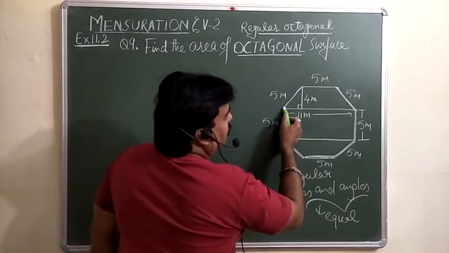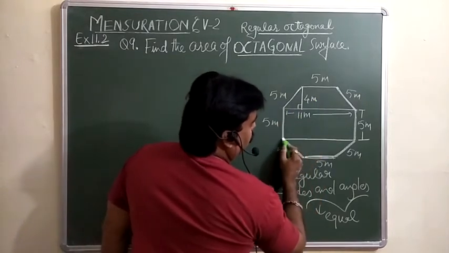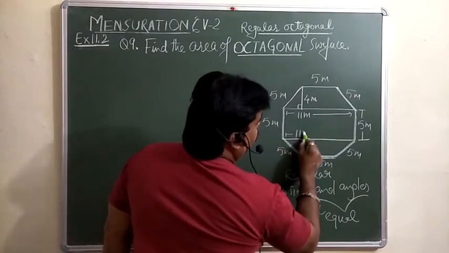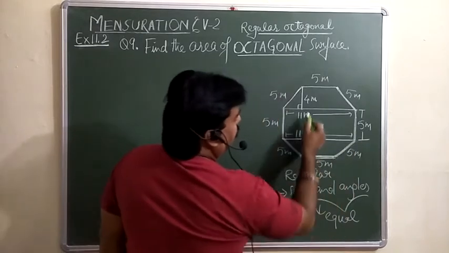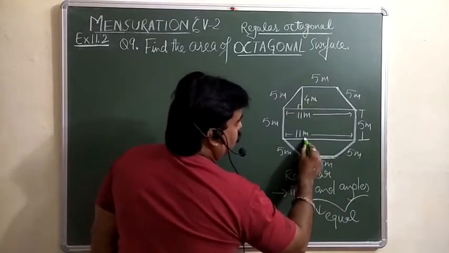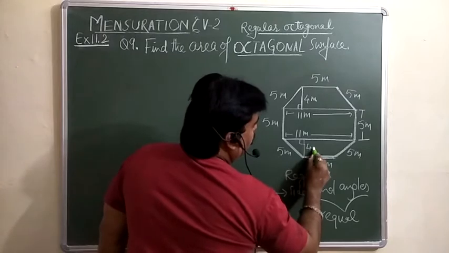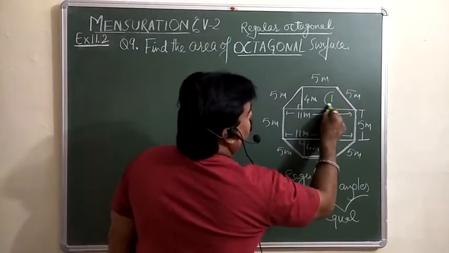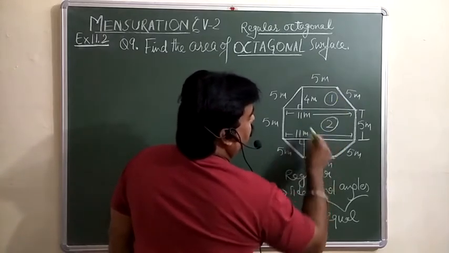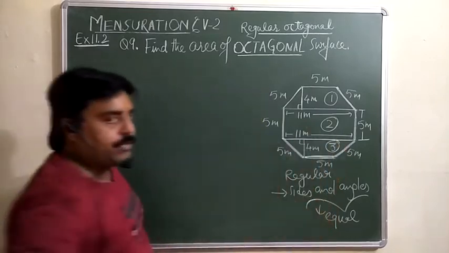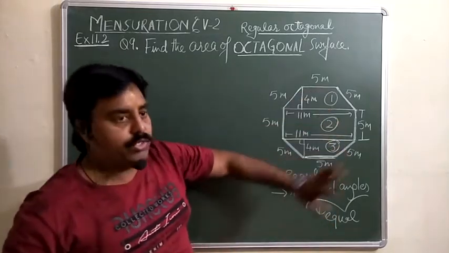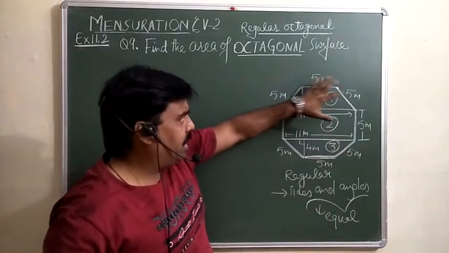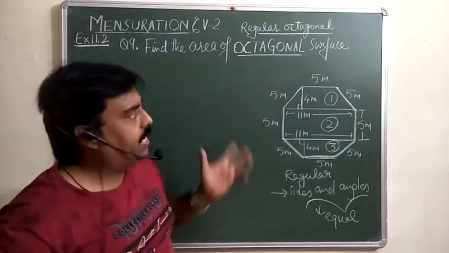See now, this is given 11, so this will also be 11 meter. And this is given 4, so this will also be 4 meter. So now you can find out the area of this one. For your convenience, you can give numbers like 1, 2, 3 to the parts, or you can give names A, B, C, D, E, F, G, any way you like.